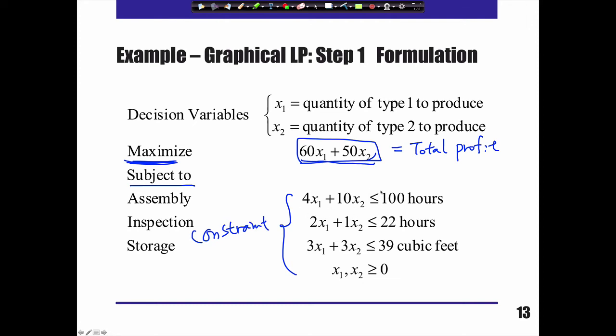First one is assembly hours, only 100. Type 1 requires 4 and type 2 requires 10 assembly hours, so the total required assembly hours should be less than or equal to 100. And inspection hours, 2 hours and 1 hour required, so depending on your decision x1, x2, your total required inspection time should be less than or equal to 22. And the storage: each product requires 3 cubic feet of storage space, so if you add these two things, this will be the total required storage area, and that should be smaller than or equal to 39 cubic feet.